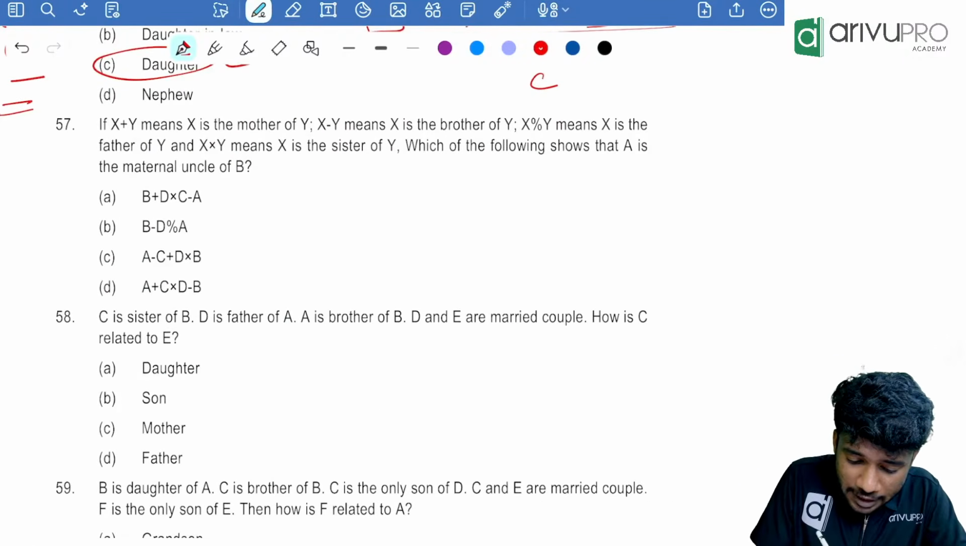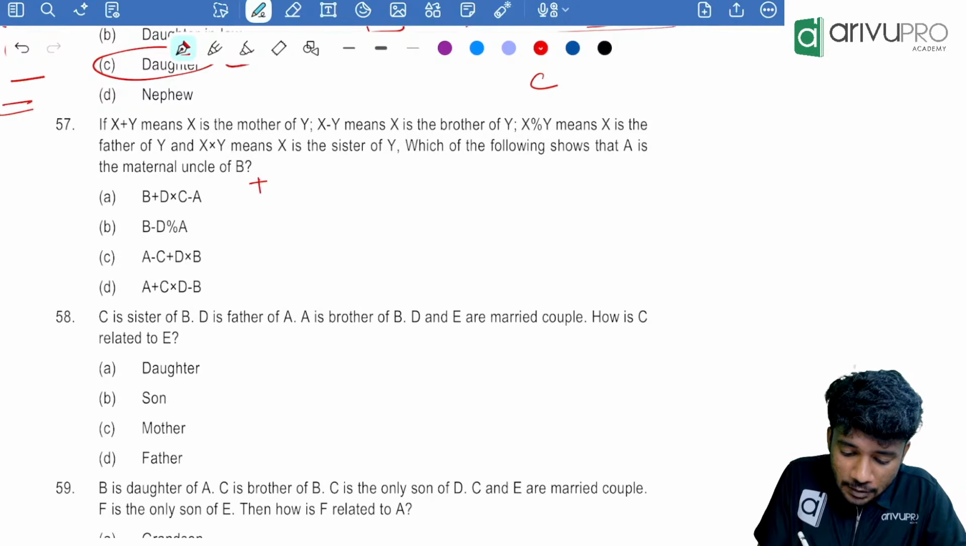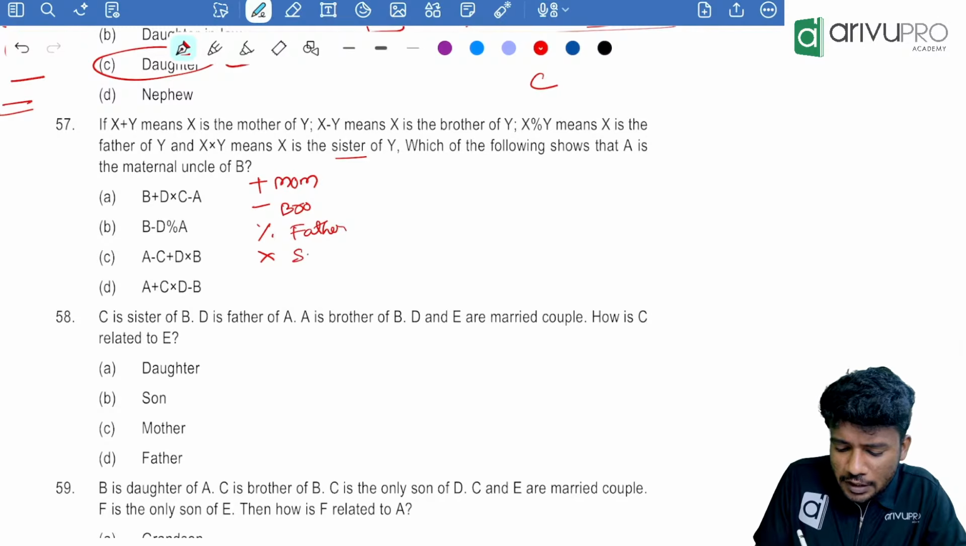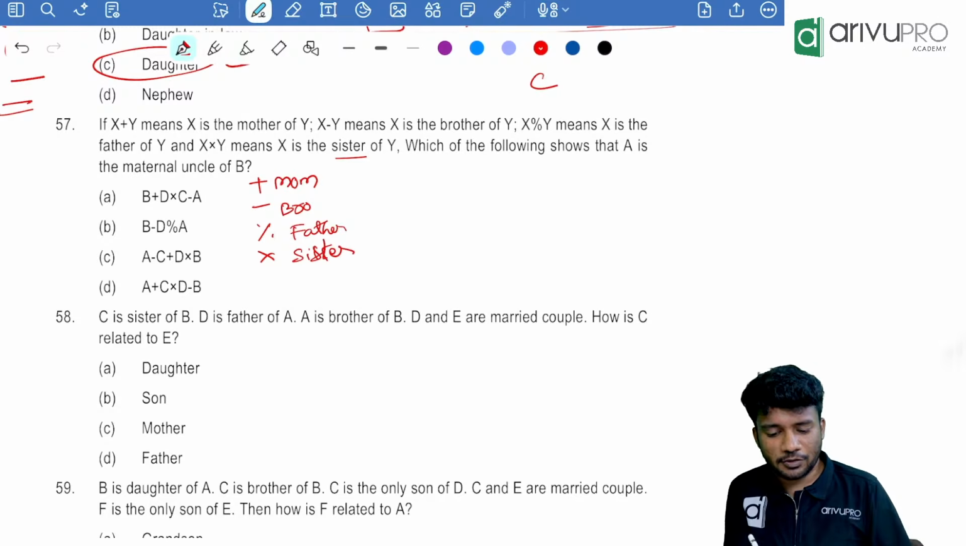Plus means what? X plus Y means mother. X minus Y means brother. Then percentage means father. Then into means sister. Why am I writing it? It will help you solve the question faster, always.